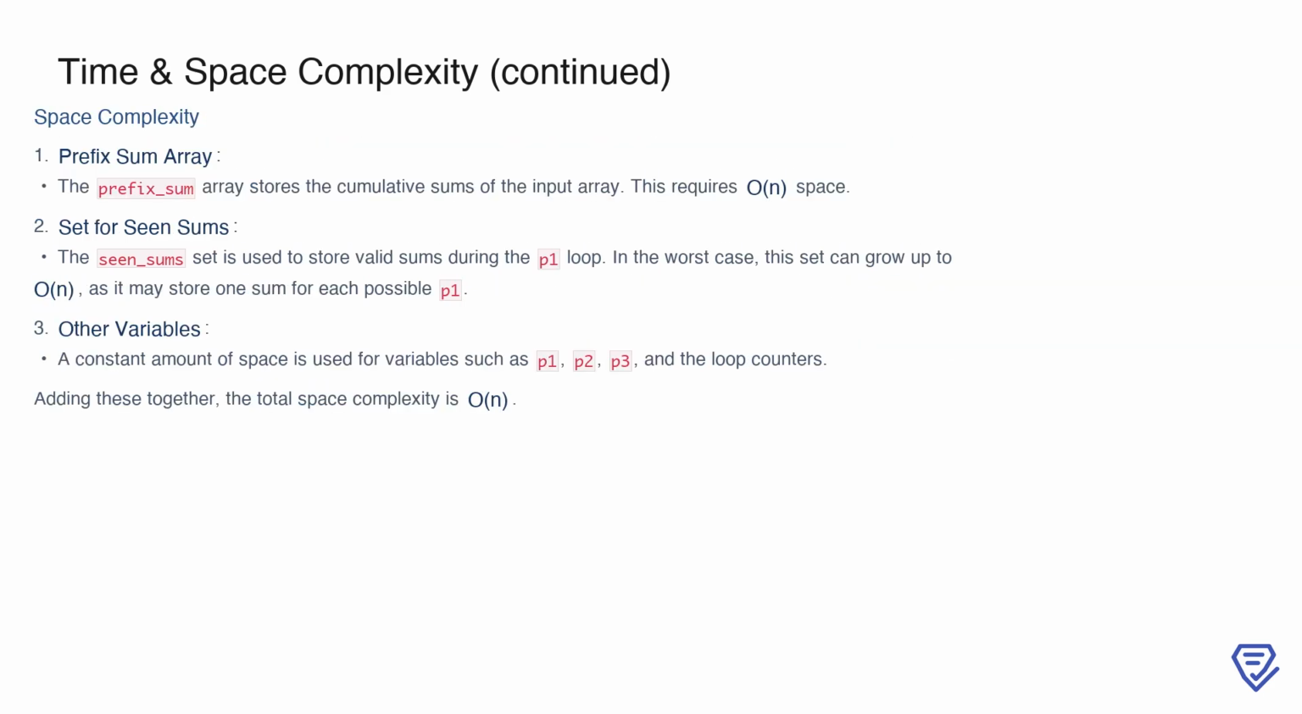Turning to space complexity, the solution uses a prefix_sum array to store the cumulative sums of the input array. Since this array has the same length as the input array, it requires O(n) space. We also use a set called scene_sums to keep track of valid sums during the P1 loop. In the worst case, this set can grow to store one sum for each possible P1, which means it requires O(n) space. Apart from these, a constant amount of space is used for variables like P1, P2, P3, and the loop counters. When we sum up all these contributions, the total space complexity of the solution is O(n).